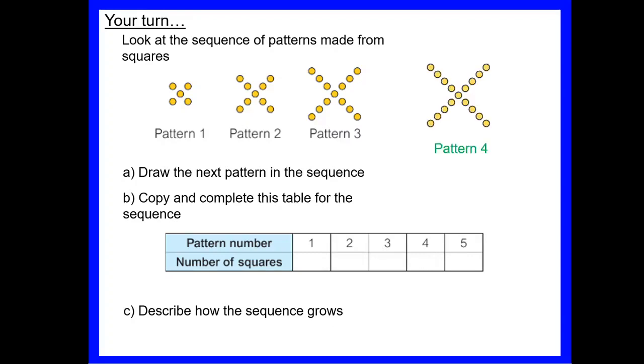Okay, so our next pattern should look like that one. If we complete the table then, pattern number 1 had 5 dots. The next pattern has 1, 2, 3, 4, 5, 6, 7, 8, 9 dots, then 13, then 17, and then 21. Okay, so that we haven't drawn the 5th one, we can see how our pattern is progressing, and our rule is that we've added 4 each time.